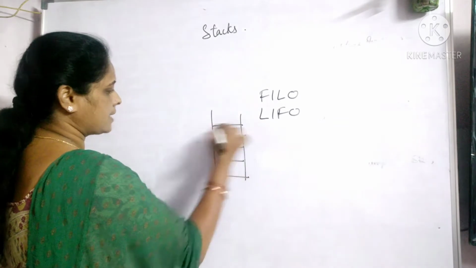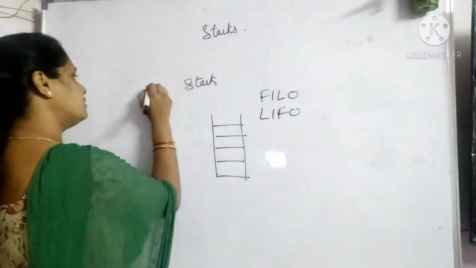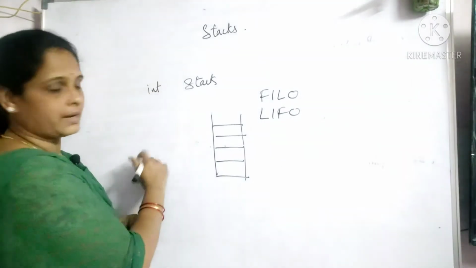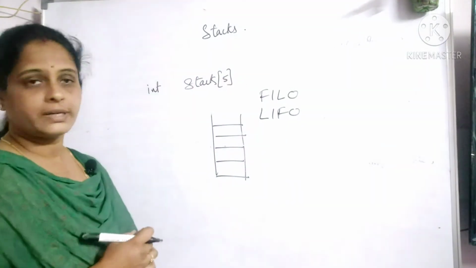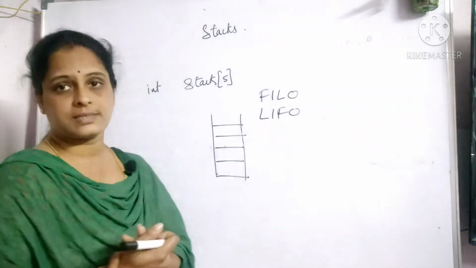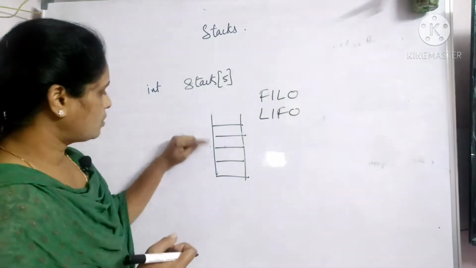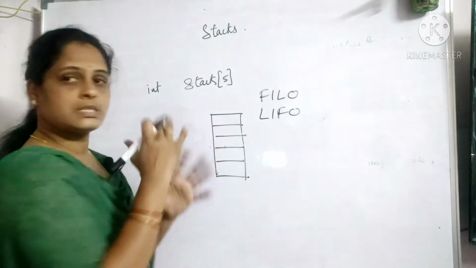Let us take a stack which is holding some integer elements. Let the stack size be 5. That is how I represent a stack using an array. So, indices 0, 1, 2, 3, 4. I have this much of stack.